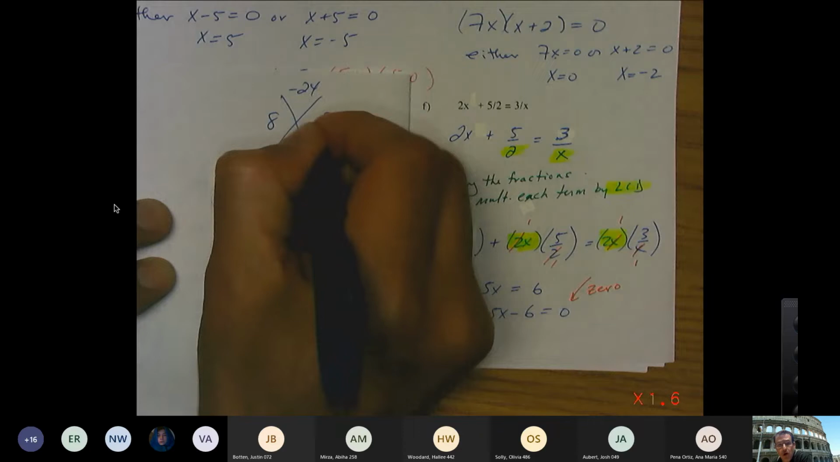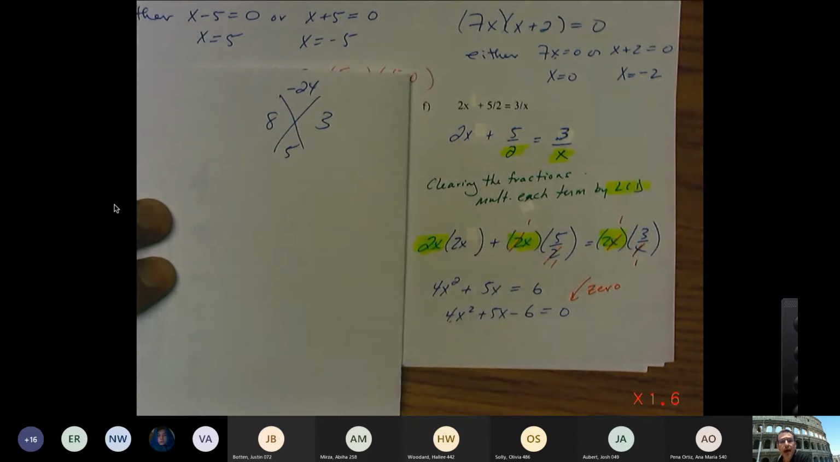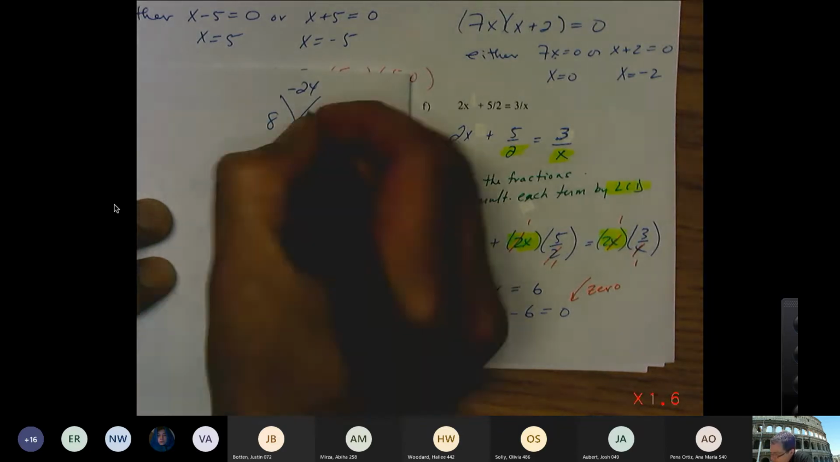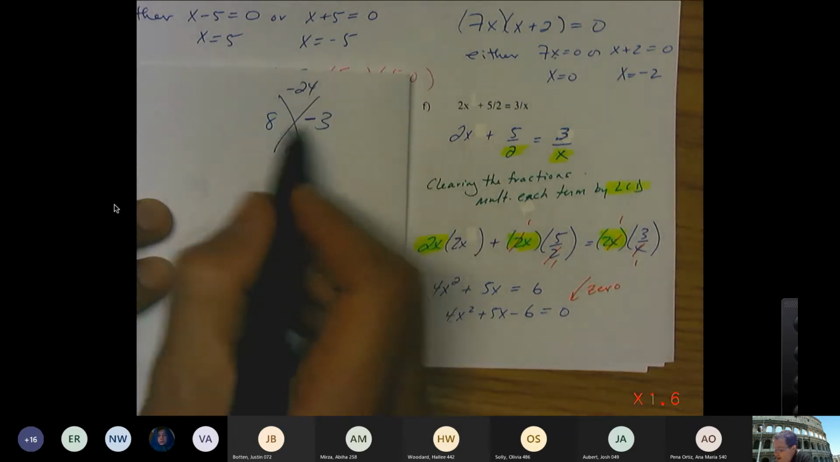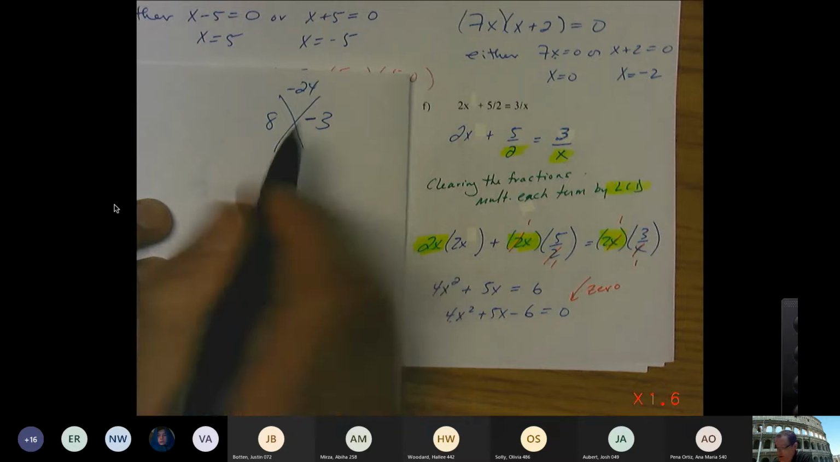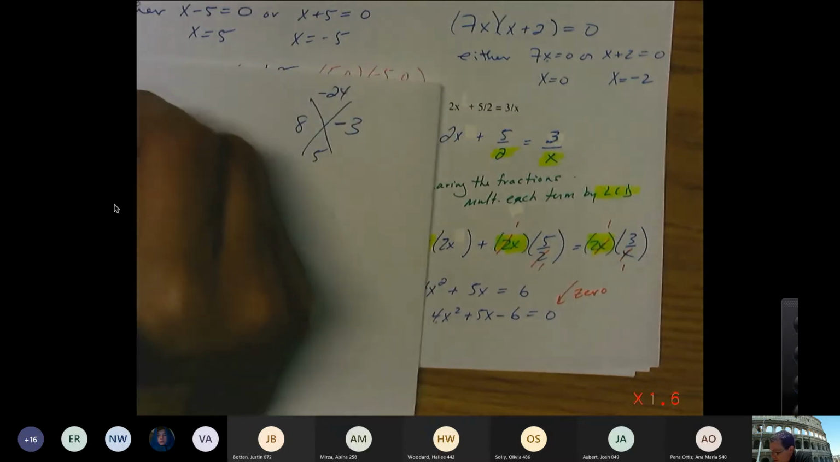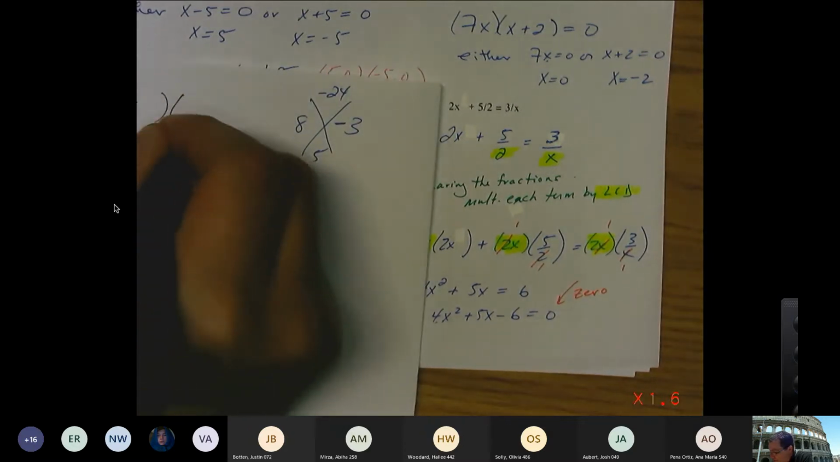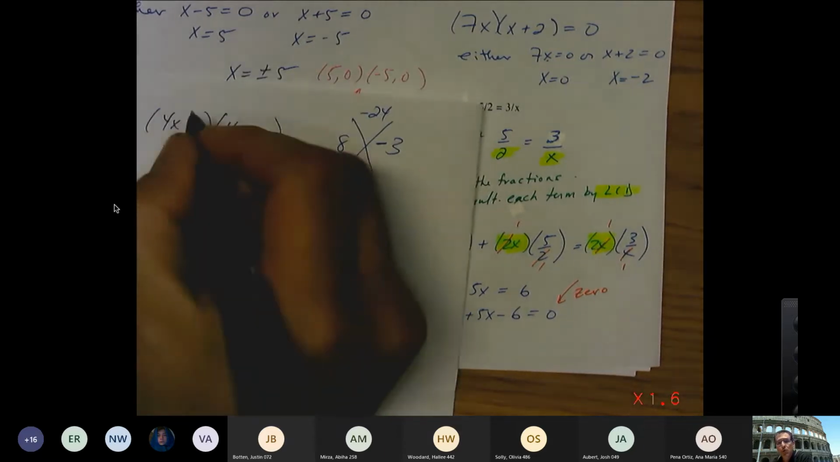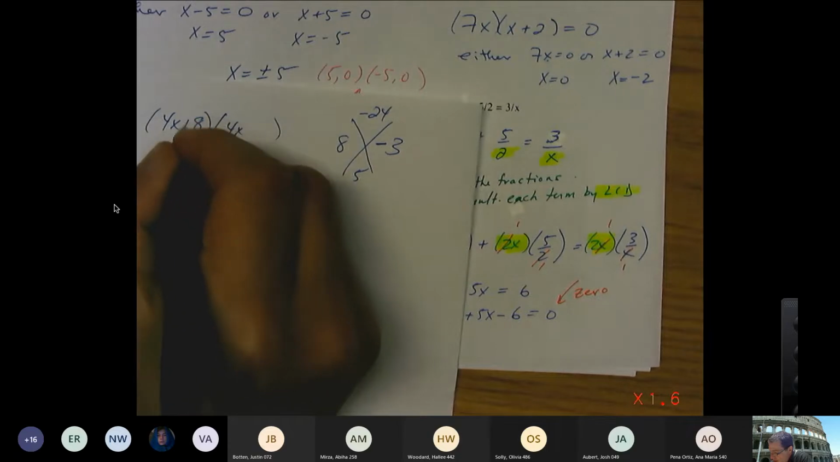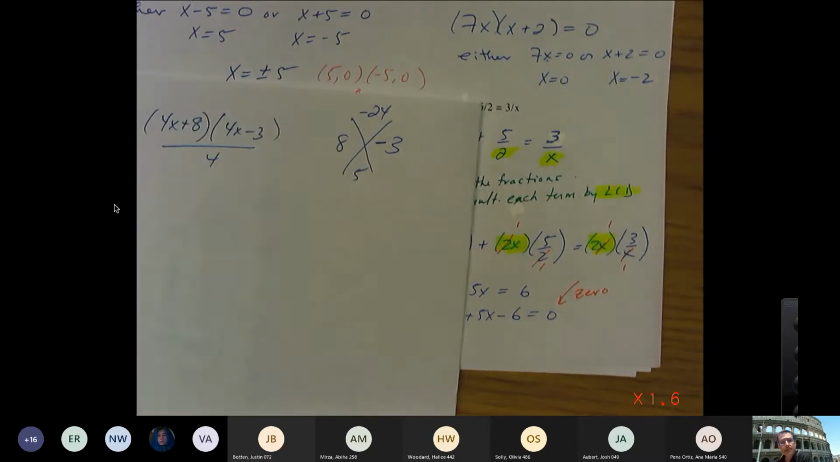I'm thinking 8 and 3 already. And it's got to be negative 24. So a negative 3 times 8 is negative 24. And an 8 plus negative 3 is 5. So we found the numbers. So it's going to be 4x, all over top of 4, with an 8 and a negative 3.